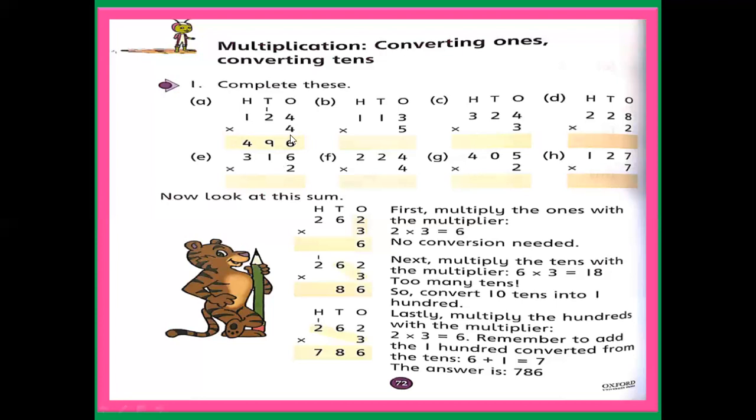Okay, first you multiply second number with first number. So first we start from the right side, with the first we multiply with ones, then tens, and then hundreds. Okay.